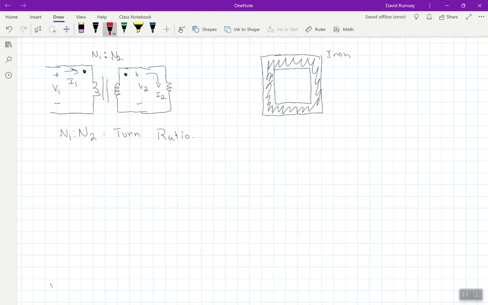And so then on my primary side, I'm going to have a coil coming in. And that would be my primary coil side. So I'd have a plus minus V1. And then this would be my secondary.